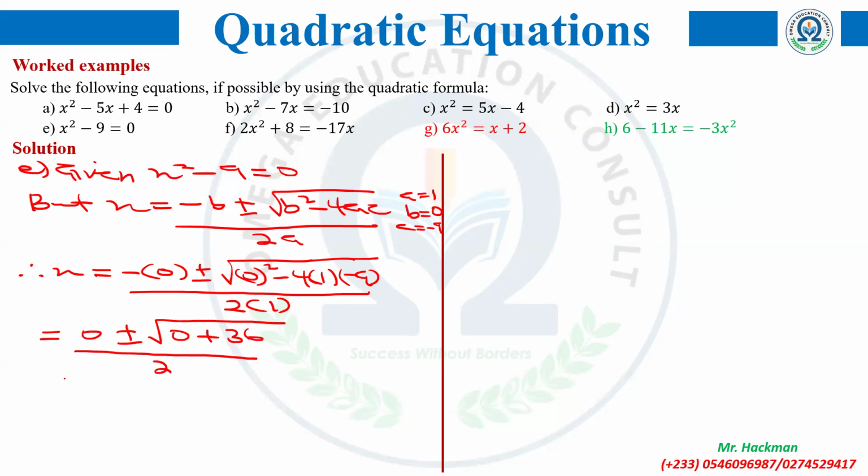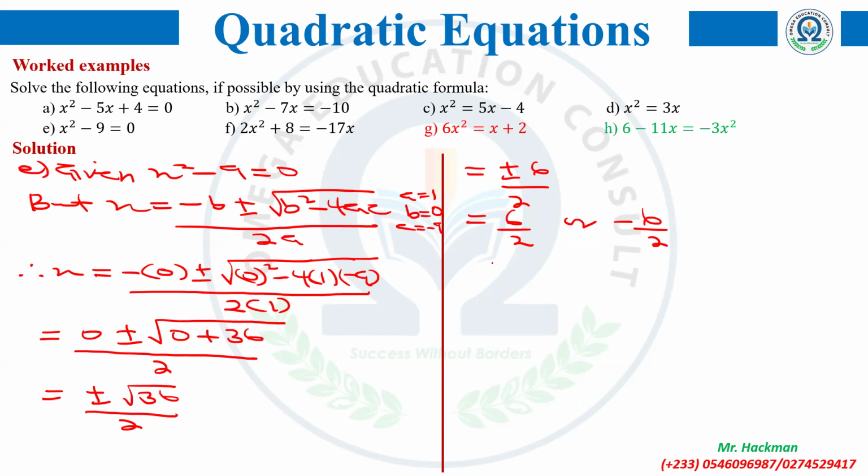Is that clear? So this will be equal to plus or minus, I won't write the 0, then root of 36 all over 2. If you continue, you are going to get plus or minus 6 all over 2. If you are splitting, it will be 6 over 2 or minus 6 over 2. I hope you are following my professors. Which gives us 3 or minus 3. And if you like, go and check. When you use the factorization, we had the same result.